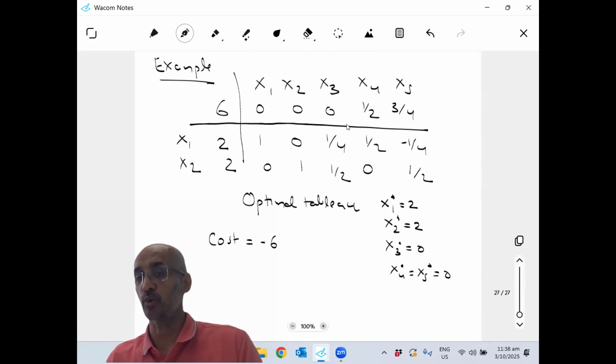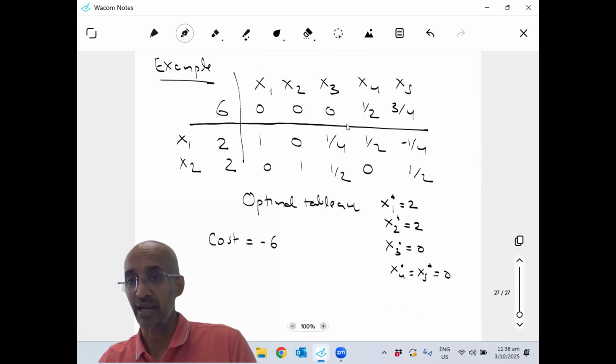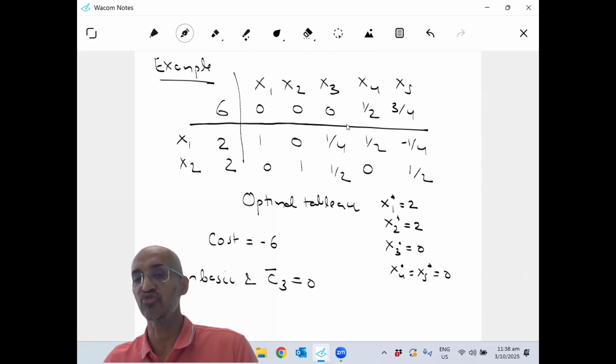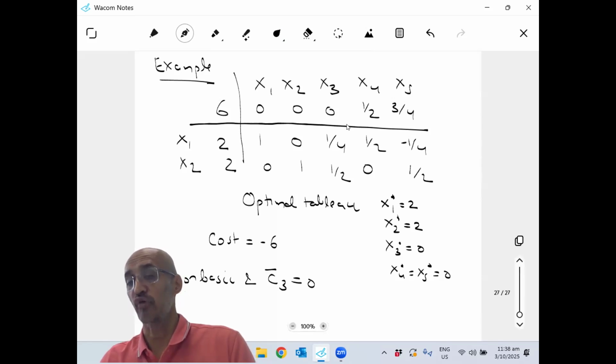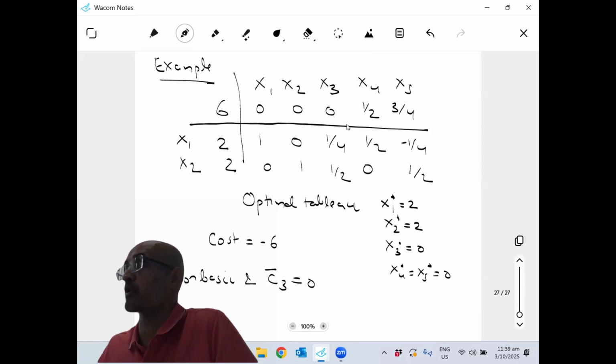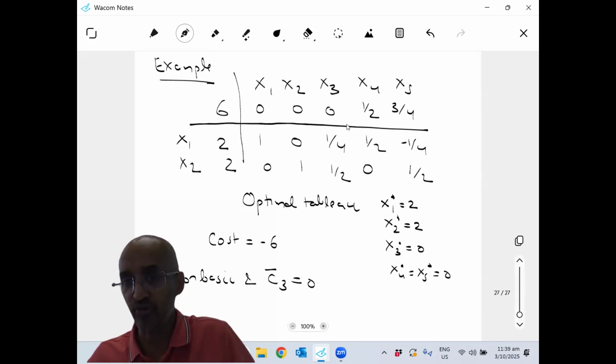If I have a non-basic variable with a zero reduced cost. So if you look, my non-basic variables are x3, x4, x5. Two of them have a positive reduced cost. But x3 is non-basic, and C3 bar is 0. So I've got a zero reduced cost and it's non-basic. Suppose I let x3 enter my basis. I can still do the row operations. I can force it. Suppose we let x3 enter the basis.